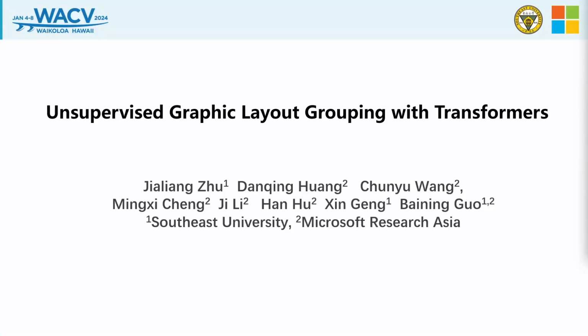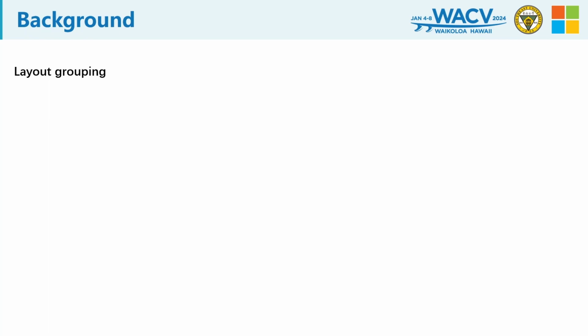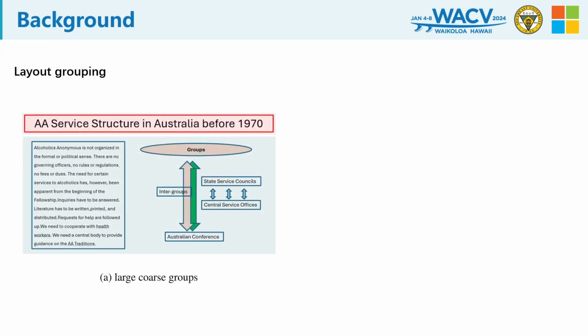Hello everyone. Today I will present our work called Unsupervised Graphic Layout Grouping with Transformers. Layout grouping aims to organize the elements in a graphic design into perceptual groups, forming a hierarchical structure for effective message delivery.